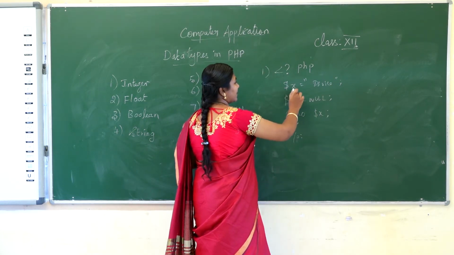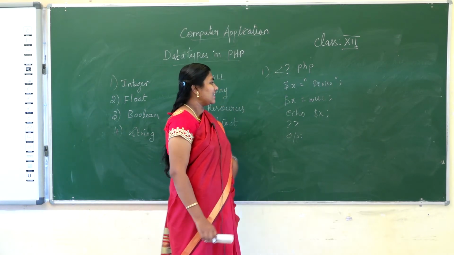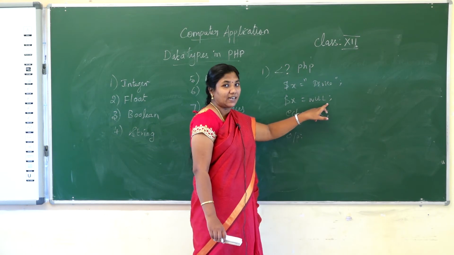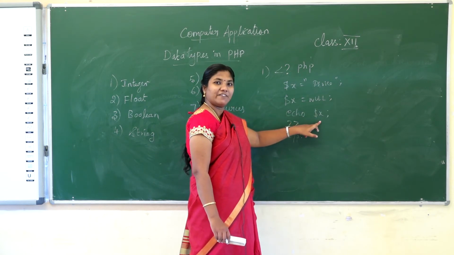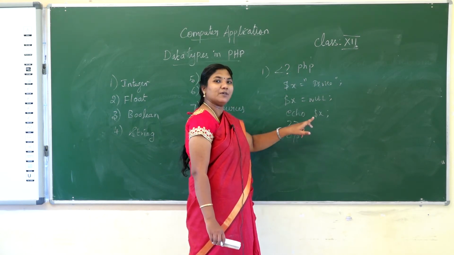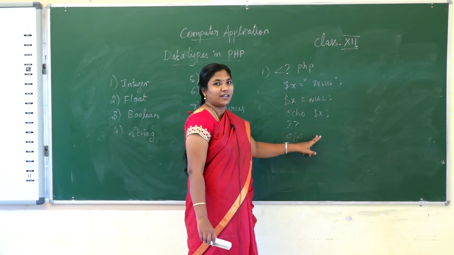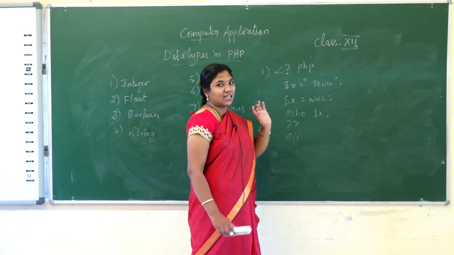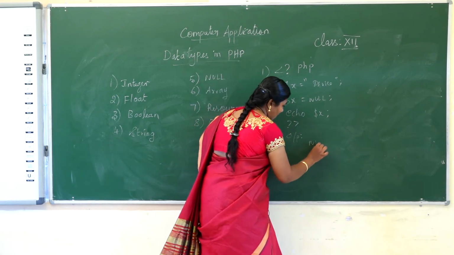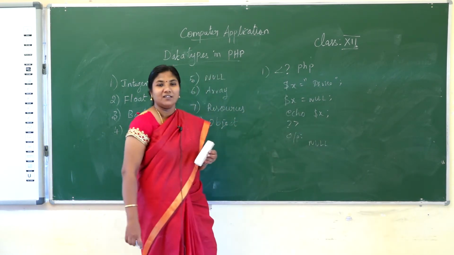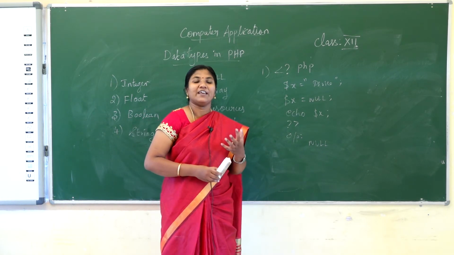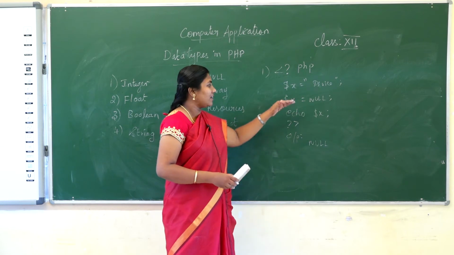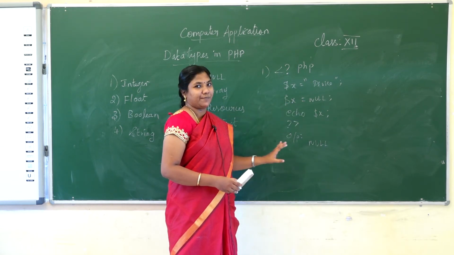First I have given $x is equal to the word device, and then the second time I am again giving the value for the variable x as null. Now I am printing the variable x. So what value will be printed for me? Whether the device or null? Null will be printed because I have set the variable as null. Okay. The output will be null. So if you want to specify any variable as null, you have to give the keyword null, so that the output of that variable will be the same thing.